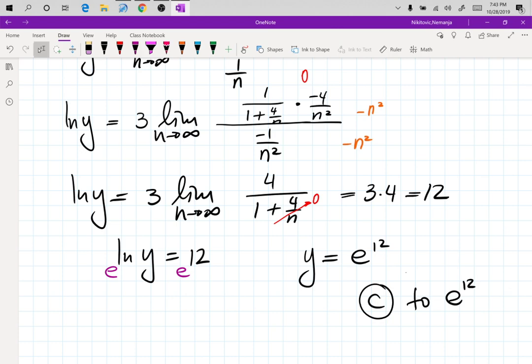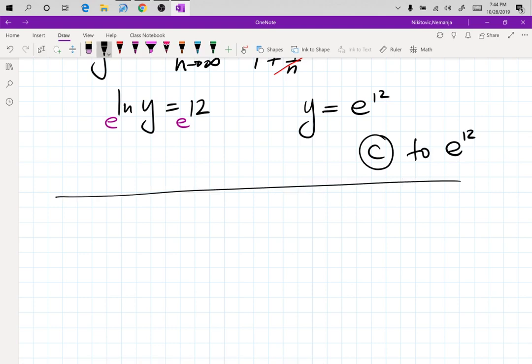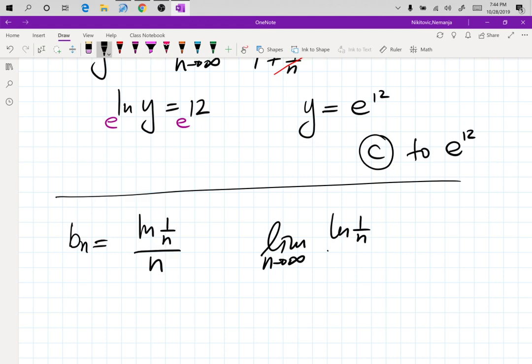Now, do we have some more interesting ones? Yes, of course. How about 24 and 25? Let's see at least one of those. The other one you can enjoy for homework. So let's say b_n is equal to ln of 1 over n divided by n. Your job is to take the limit as n goes to infinity of ln of 1 over n divided by n.